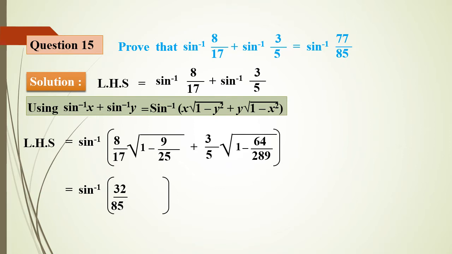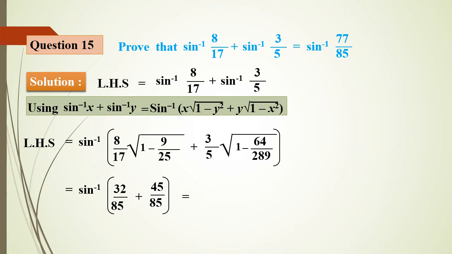1 into 289, 289 minus 64 is 225 divided by 289. 225 divided by 289, after taking it out of the root: 225 is a perfect square, so it can be written as 15 square, and 289 is also a perfect square, it can be written as 17 square. So 15 as well as 17 come out of the root, it will be just 15 divided by 17. So 3 into 15 as well as 5 into 17, you will get 45 divided by 85.